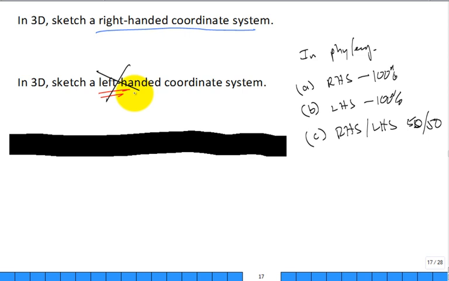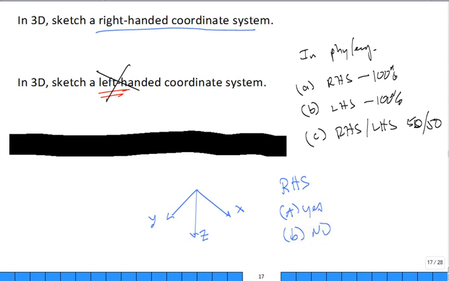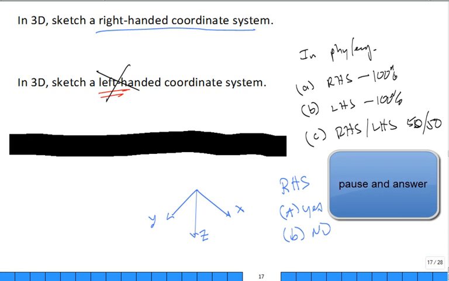It's like, okay, let's do this one. Let's say this is X, this is Y, and this is Z. Is that a right-handed coordinate system? A, yes, or B, no. Only 30 seconds. X, Y, Z, just like that. Z is positive in the down direction.